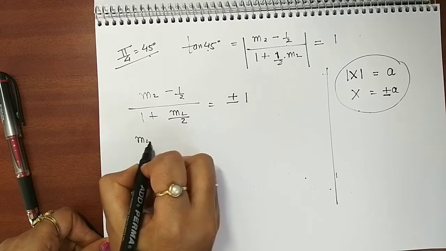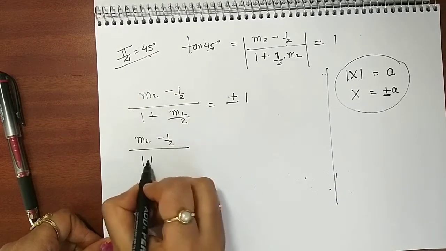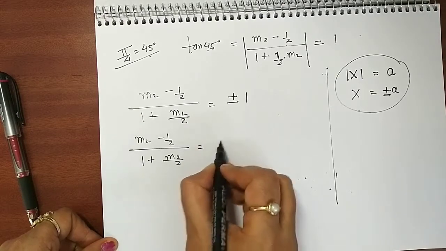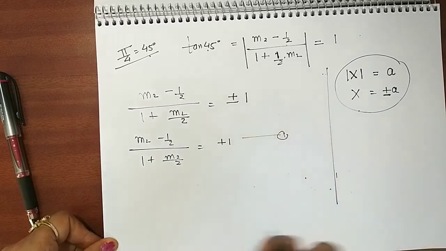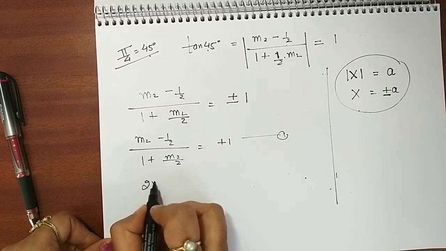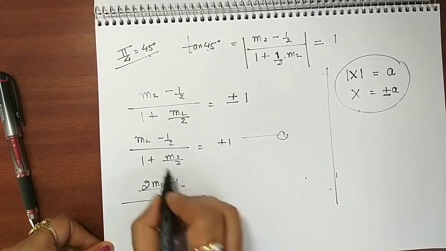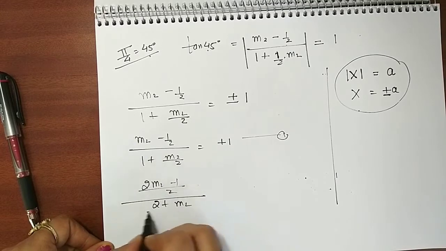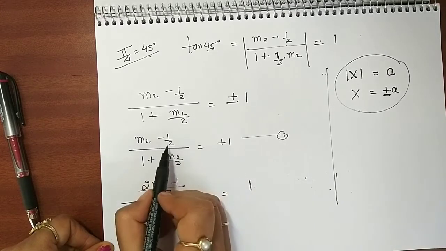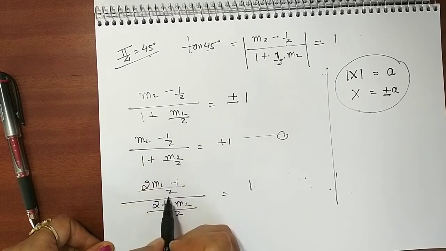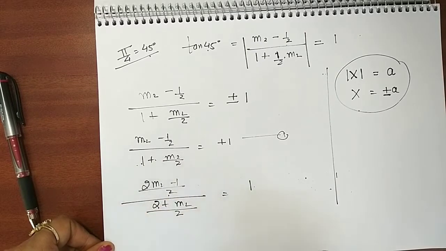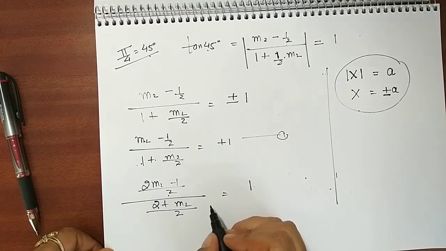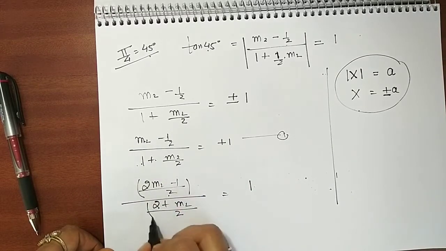So I am taking case 1, m2 minus half by 1 plus m2 by 2 is plus 1. I am taking only case 1. Okay, so it will be 2m2 minus 1 by 2. Here 2 plus m2 by 2 is 1. I hope you understood. This into this, minus 1 by 2, and here this into this, which is 1 into 2 is 2 plus m2 by 2. Correct. Now how to solve such type of problem?